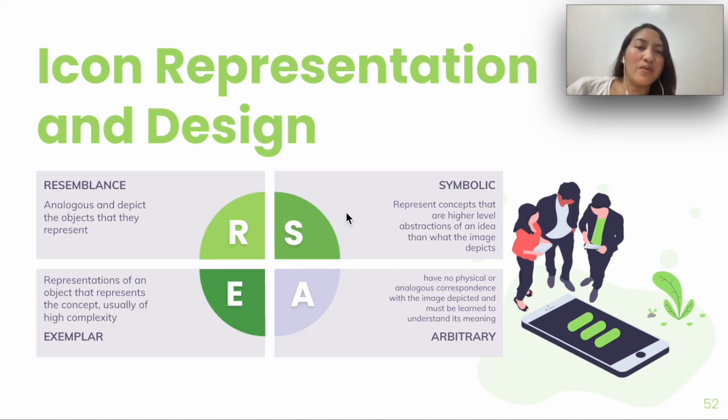So we also have the symbolic icon, which represents concepts that are higher level abstractions of an idea than what the image depicts. So that is symbolic of the meaning of that particular icon. While the arbitrary, this is quite different because it has no physical or analogous correspondence or connection with the image depicted and must be learned to understand its meaning.